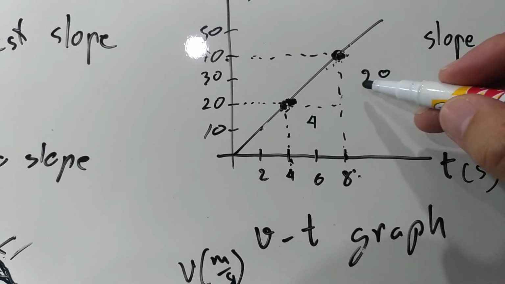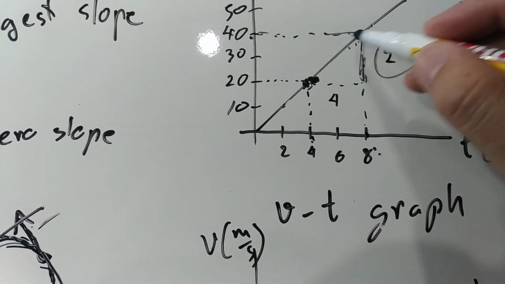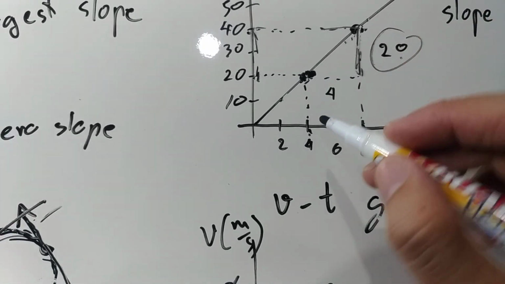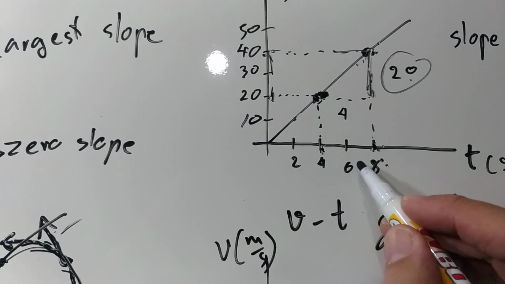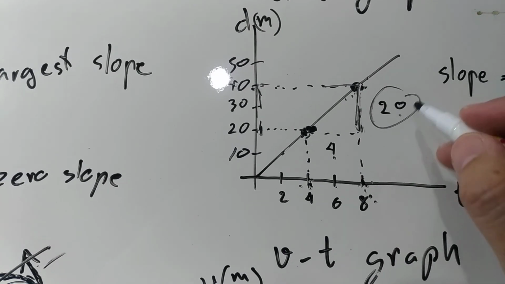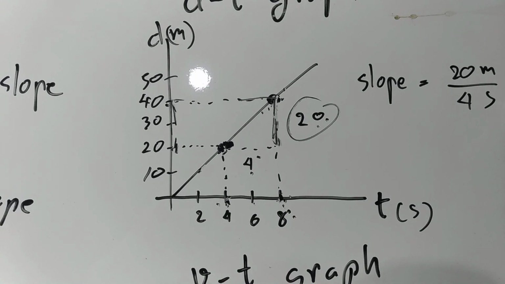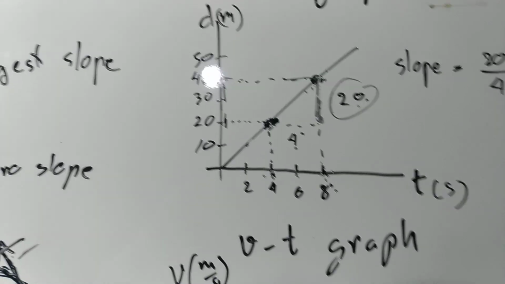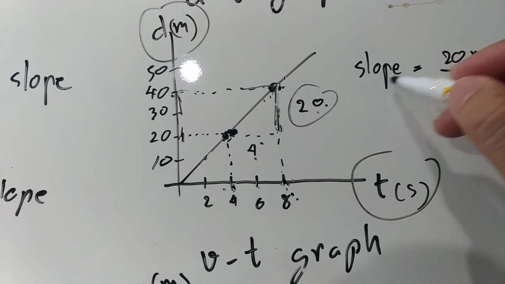So just take the vertical, the rise, which is 20, right? From 20 to 40, that's how far I travel. And then I did that in 4 seconds, from 4 to 8. So 8 minus 4 is 4. So you got rise over run. So slope is rise over run, 20 meters over 4 seconds, which will be 5 meters per second.